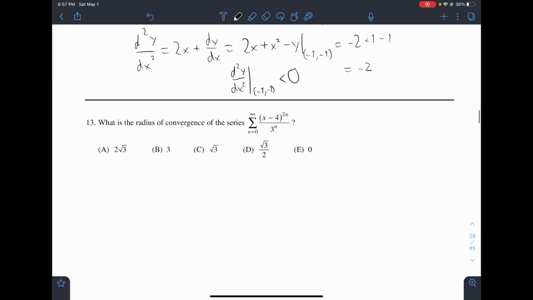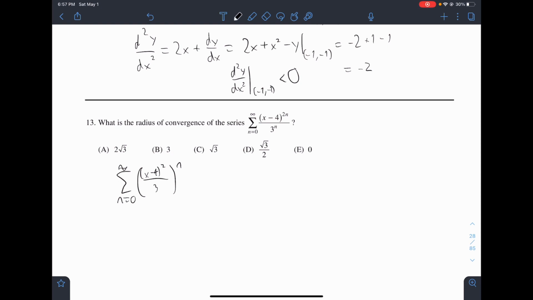Okay, radius of convergence of this series, (x minus 4) to the 2n over 3 to the n. So we can kind of make this into a geometric series. We can write this as, we can pull out an n. We can pull out the to the n from both parts of the fraction. We can put (x minus 4) squared and 3 on the bottom.